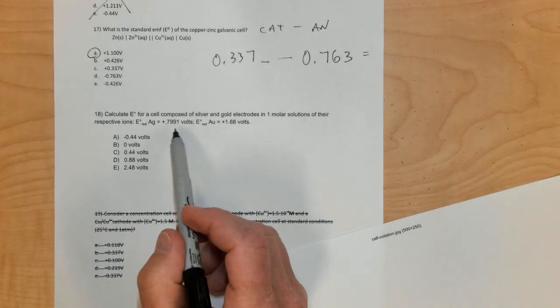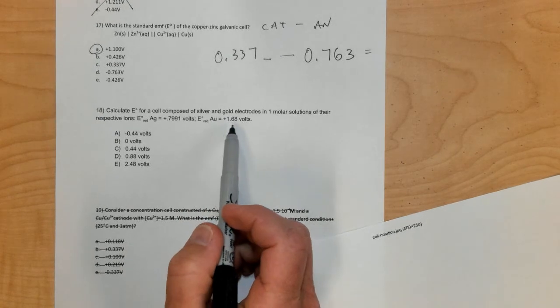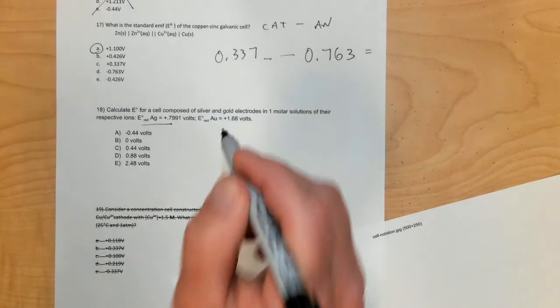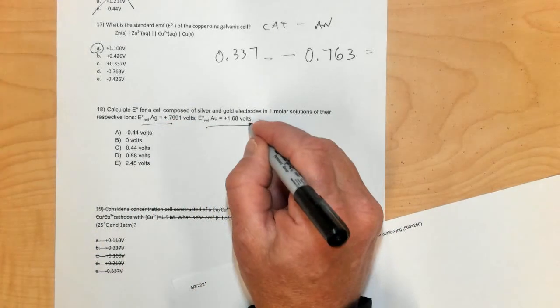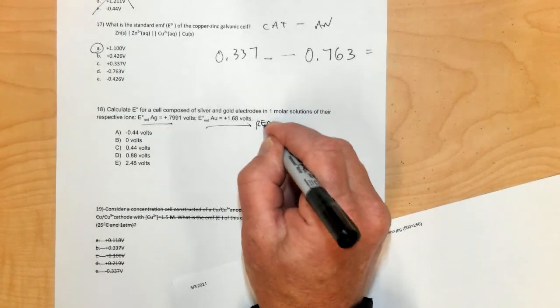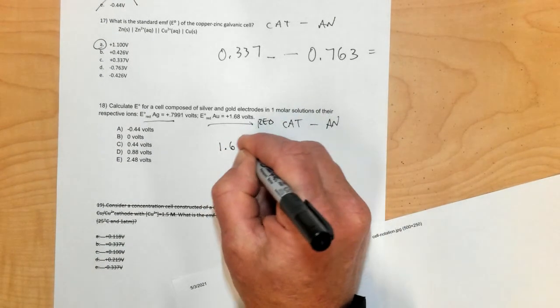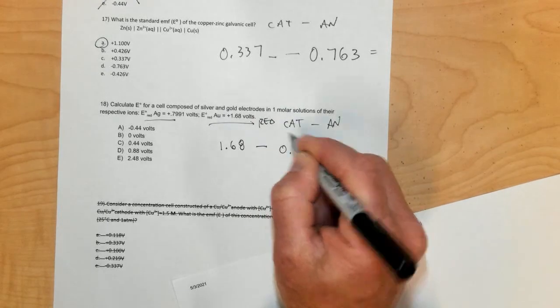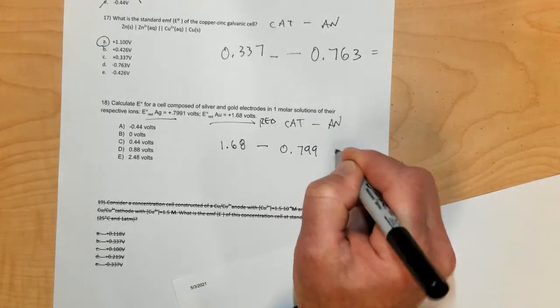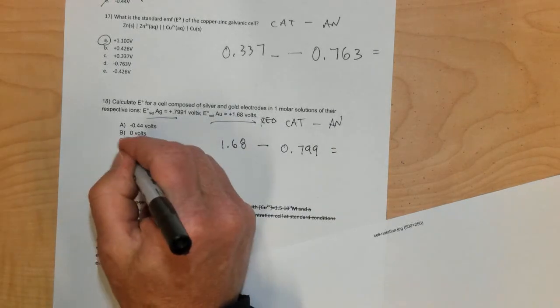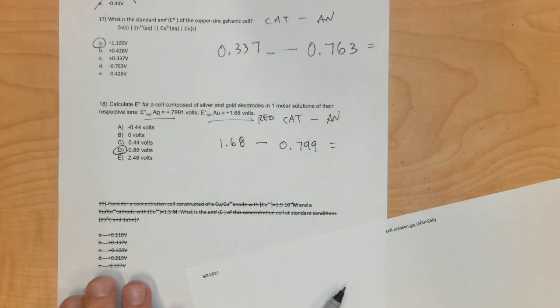Last multiple choice of this video, calculate the E for a cell composed of silver and gold electrodes in 1 molar solution in their respective standard reduction potentials right here. So this one is higher, so this one is going to be a reduction in my cathode, and remember it's always cat minus an, so it's going to be 1.68 minus my 0.7991 right here. So subtract those two, and we end up with 0.88 volts, or at least that's the closest to it on number 18.